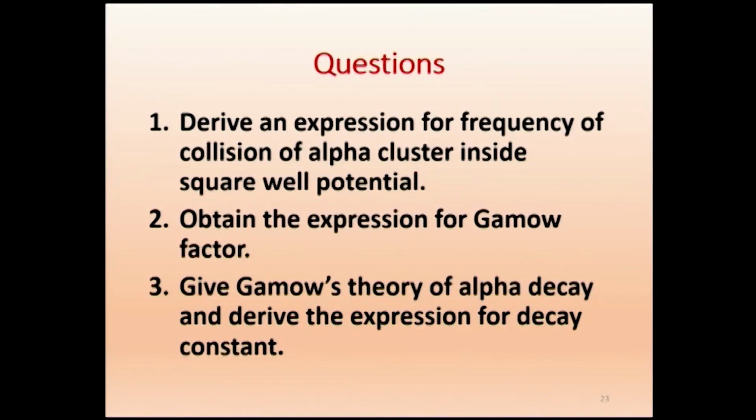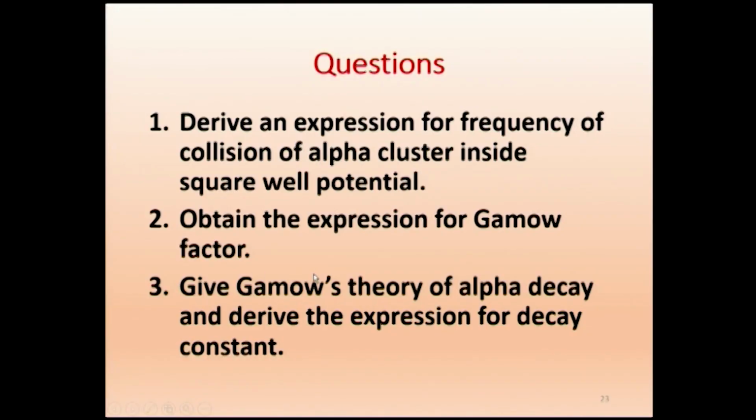Now, we will just pose a few questions for our understanding. Derive an expression for frequency of collision of alpha cluster inside a square well potential. The starting equations we already have, and we can even numerically calculate the velocity, and we can obtain the expression for gamma factor, that is P equal to e power minus 2g, that you need to derive. Also give Gamow's theory of alpha decay and derive the expression for the decay constant.